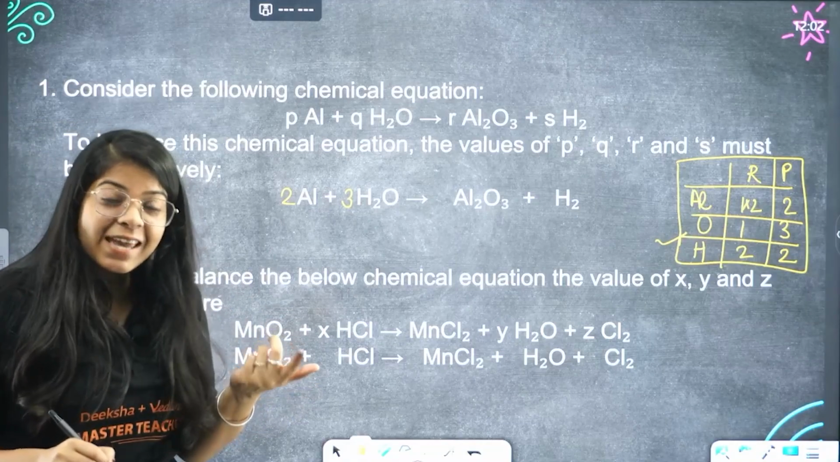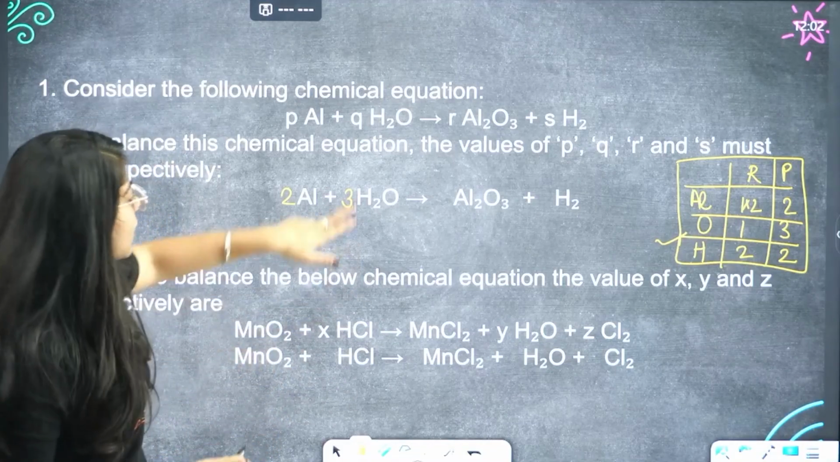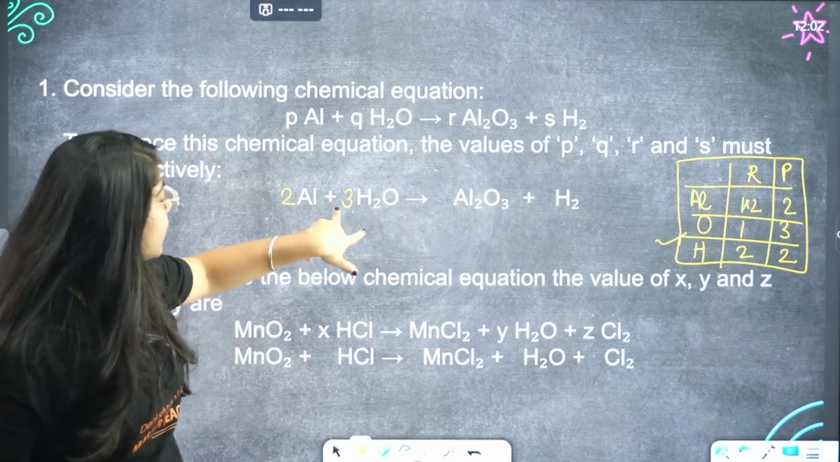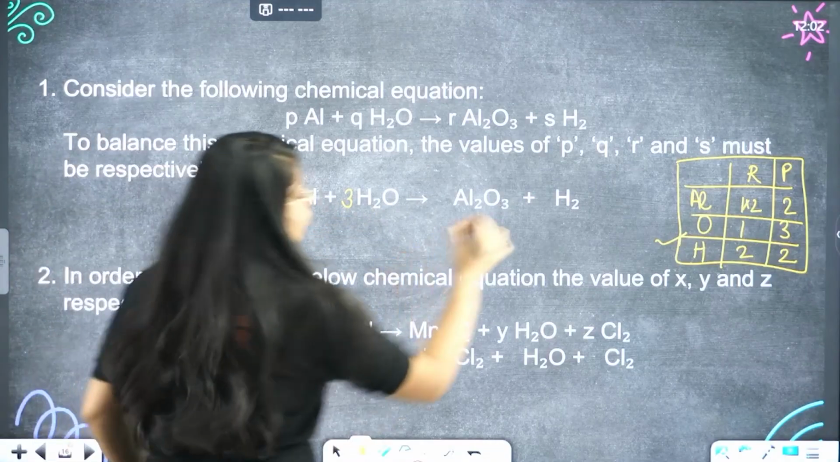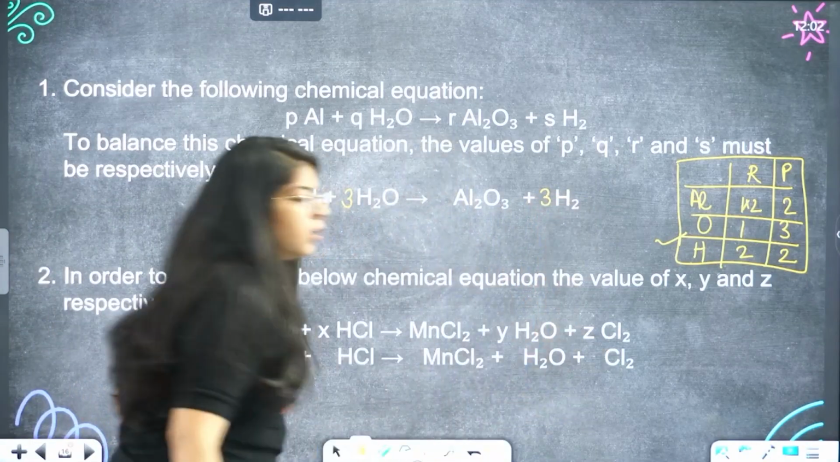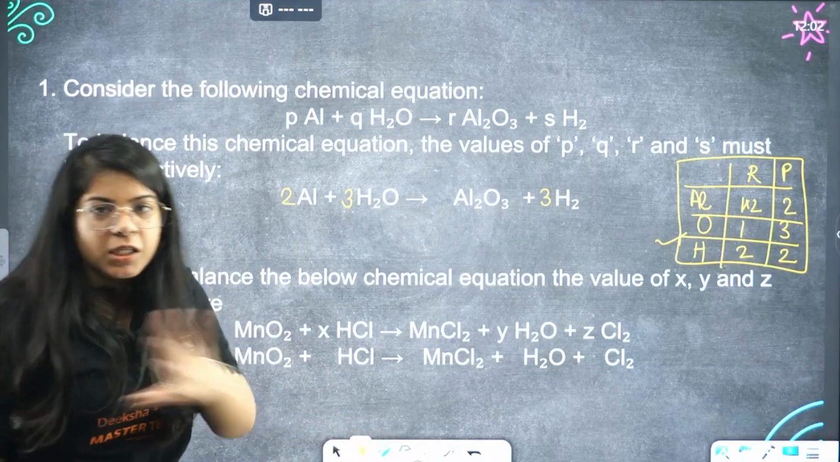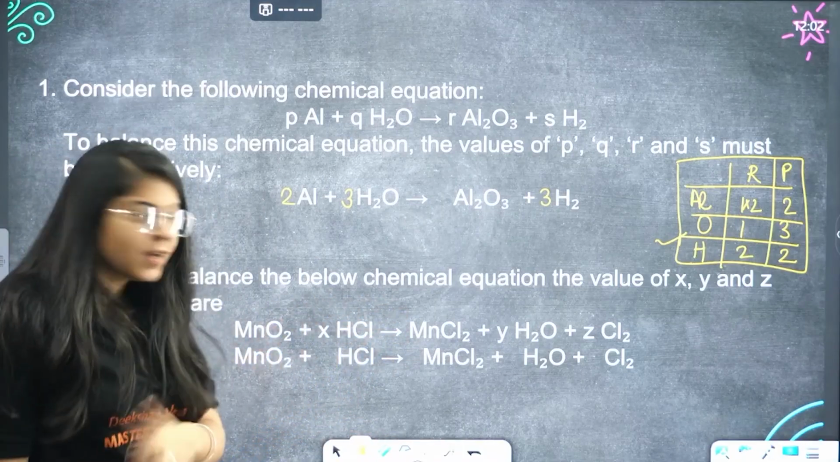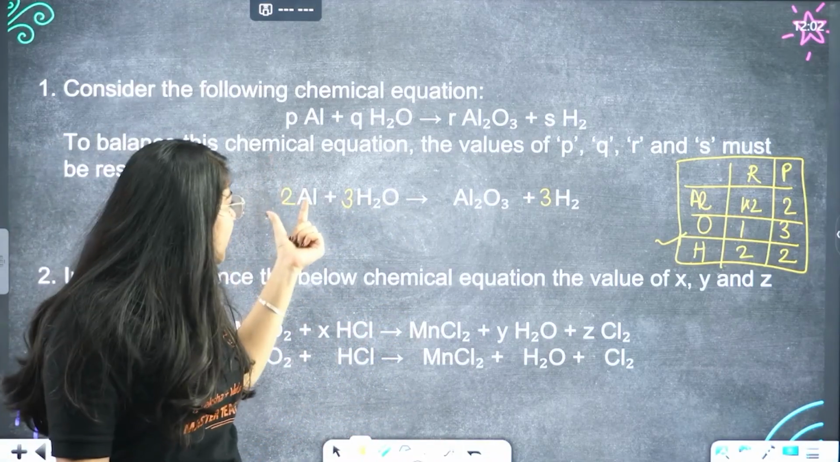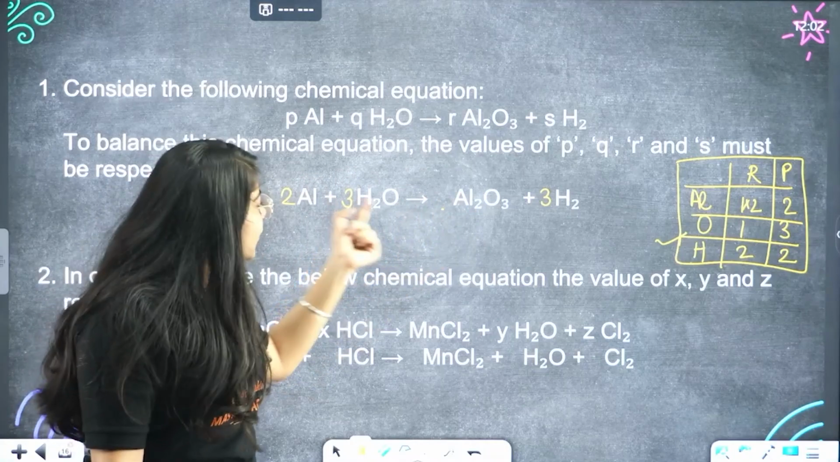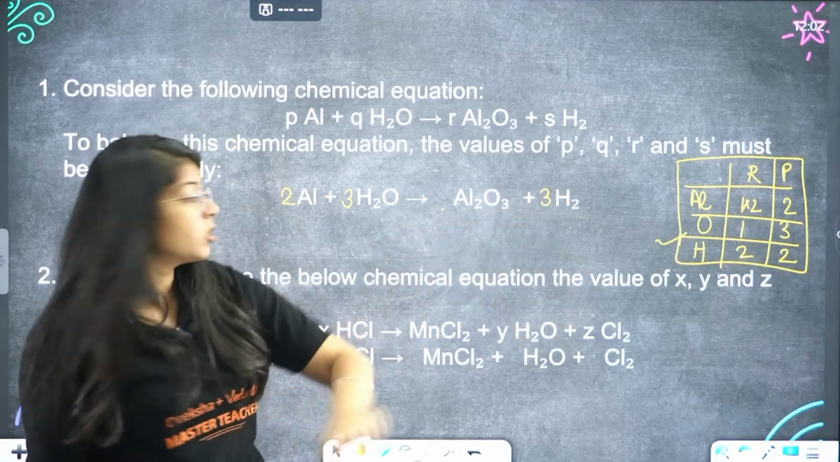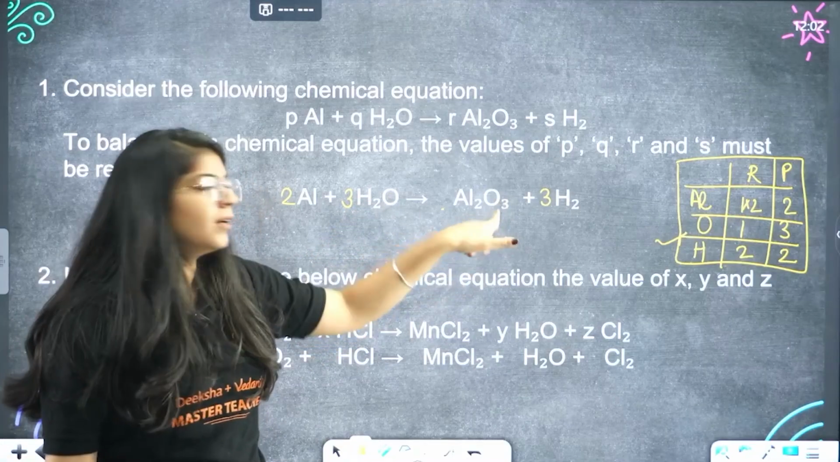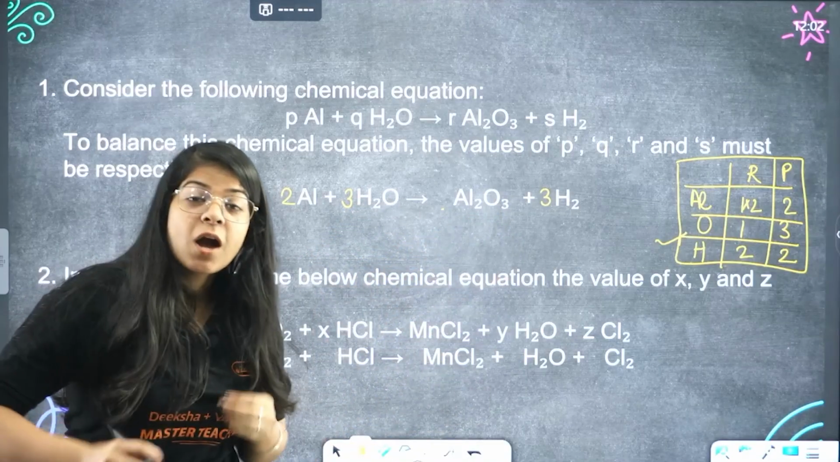But what did I say? We unbalanced hydrogen. Now hydrogen is 2 only here. In the reactant side it is 3 into 2, that is 6. So if I multiply here with 3, this becomes 6. It was easy peasy lemon squeezy. So this is 2 aluminium, 2 aluminium, 6 hydrogens, 6 hydrogens, 3 oxygen, 3 oxygen. Balanced.